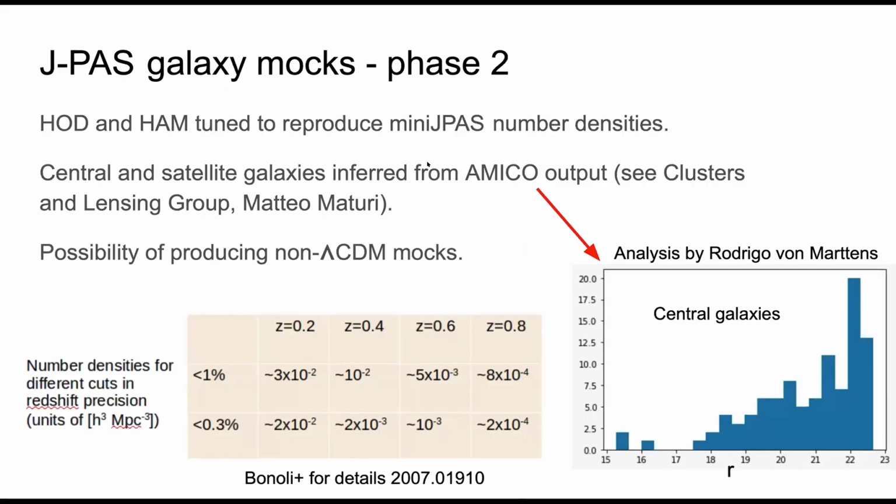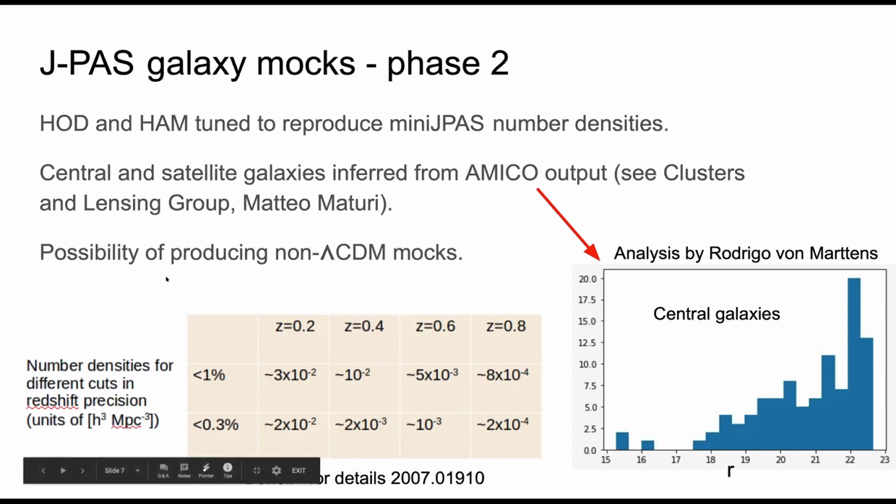And so phase 2 will be populating these halo catalogs with actual galaxies in order to resemble, again, a real galaxy catalog that will be observed. And to do so, we're going to use halo occupation distribution and halo abundance matching techniques that are going to be tuned to the miniJPAS number densities and miniJPAS observations in general.